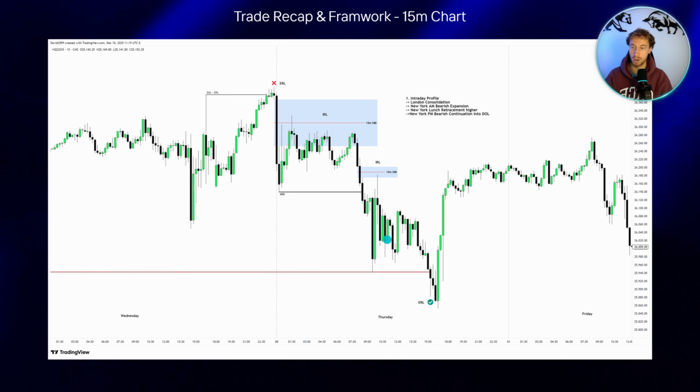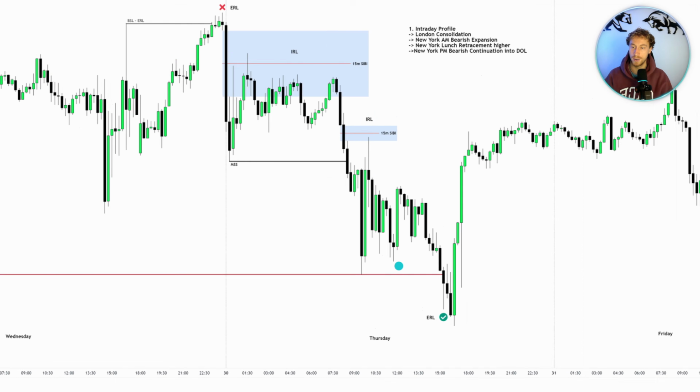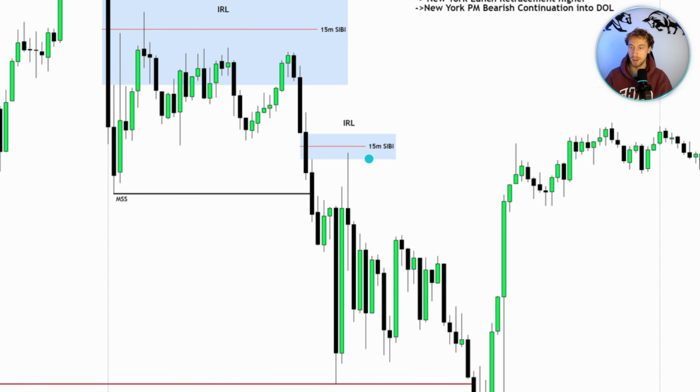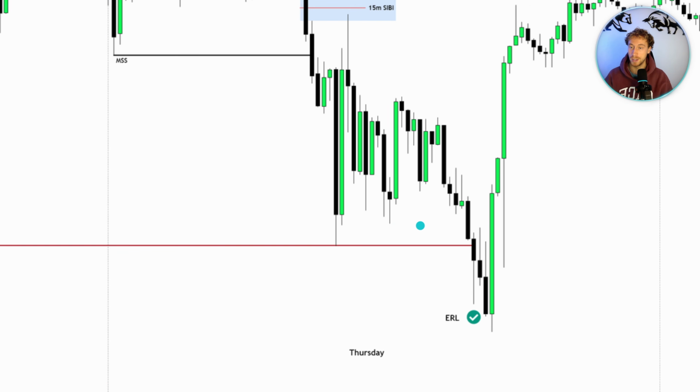As price is trading lower, I've entered again inside this 15-minute CB, and I'm trying to make my winning position even bigger, decreasing my open risk. I'm increasing my reward to risk ratio, and this is professional money management and trade management.